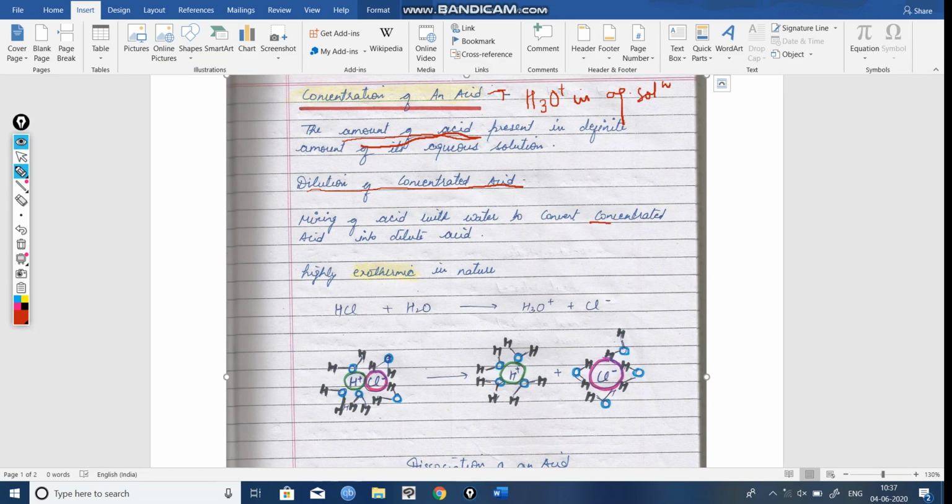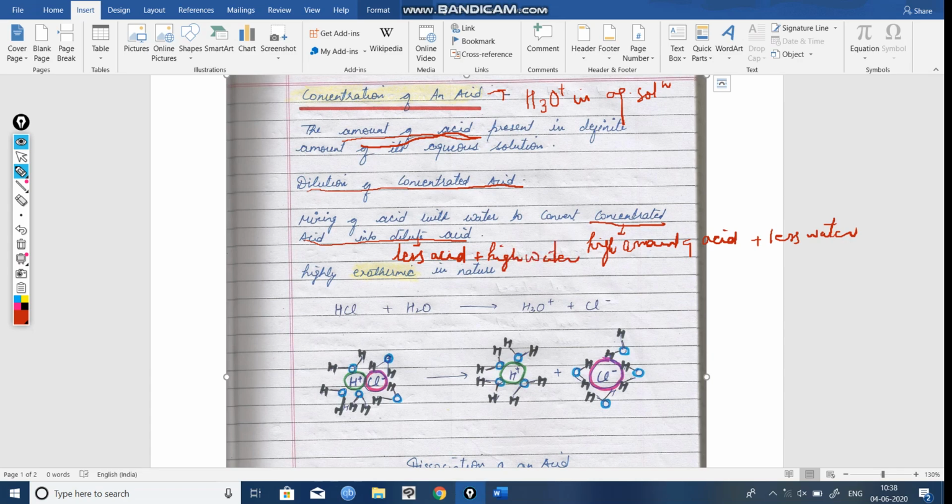What have we converted it into? This concentrated acid is converted into dilute acid. Concentrated acid means an acid which has high concentration, or a high amount of acid compared to the water, plus less water. And dilute acid means less acid plus high water.